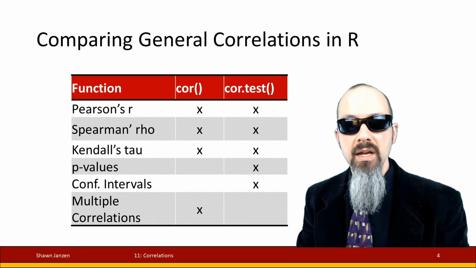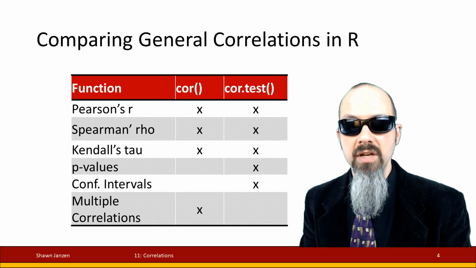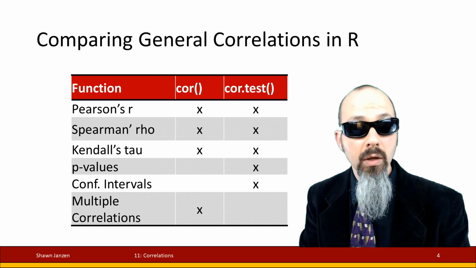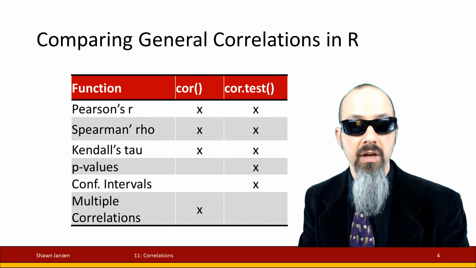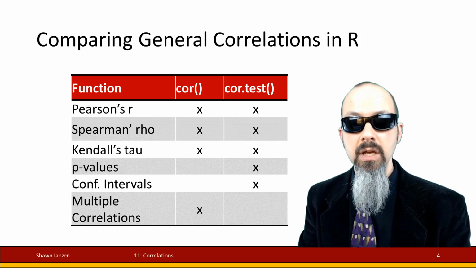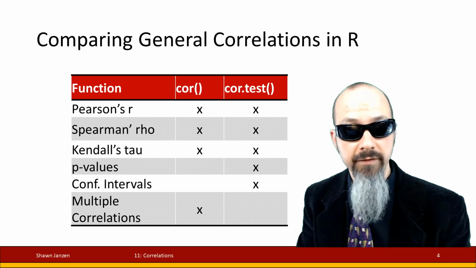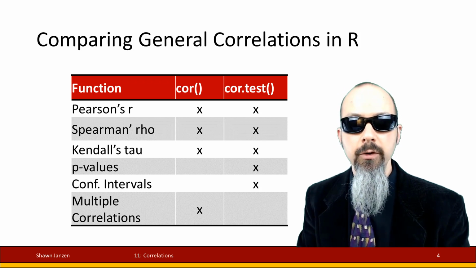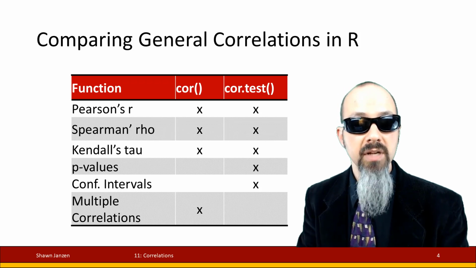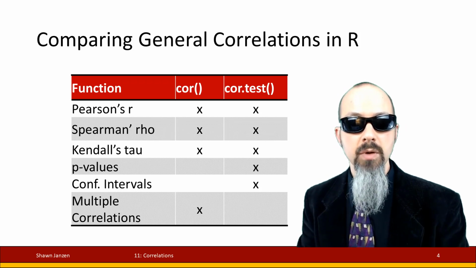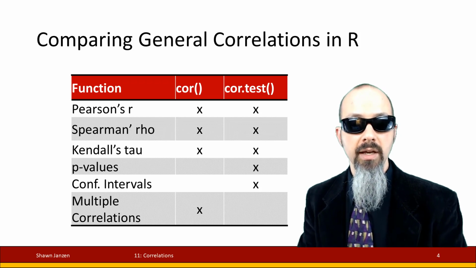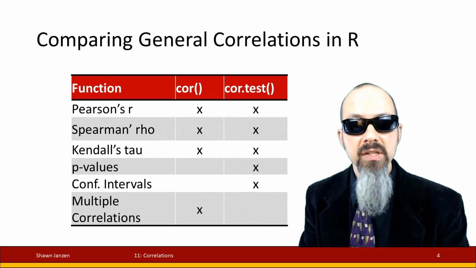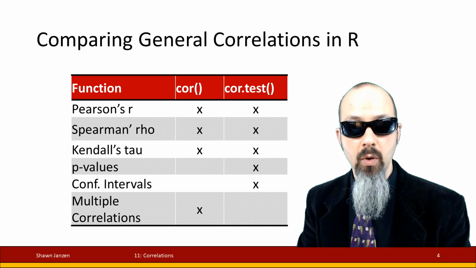So in this case, let's start with just a short discussion on the different correlation-specific functions that we're going to be using in R: the cor function and the cor.test function. Each one gives us similar things. They both give us the different correlations we're going to be working on: Pearson's r that we've already talked about, Spearman's rho and Kendall's tau, which we're going to be talking about in future videos. Both of these functions give us both types of correlations.